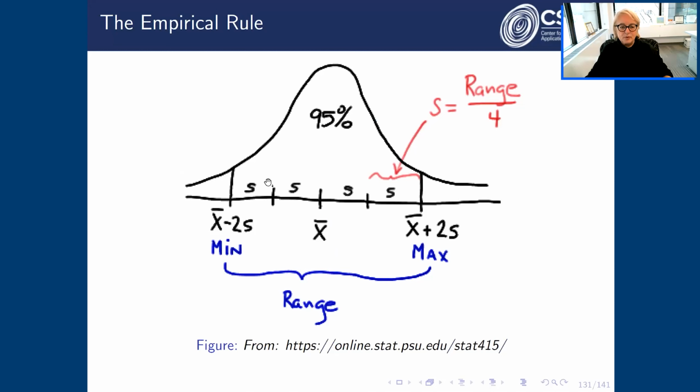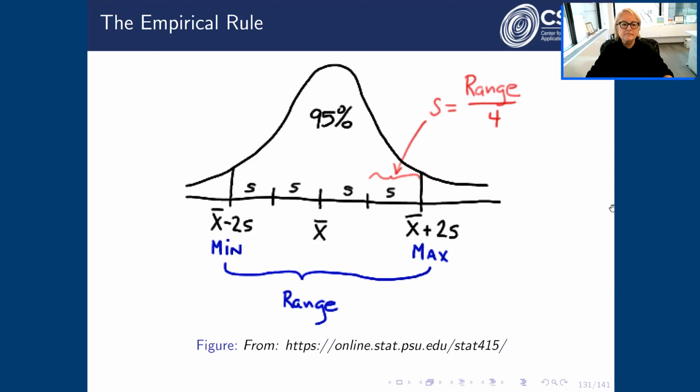And that has to do with this picture over here. Here you have a normal distribution. Here's the mean, here it's X bar instead of Y bar. And then if you go 2 standard deviations away from the mean in either direction, remember you get 95% of the observations in here. So the range is just the max minus the min, and you divide it by 4 because you want to get an estimate of S.